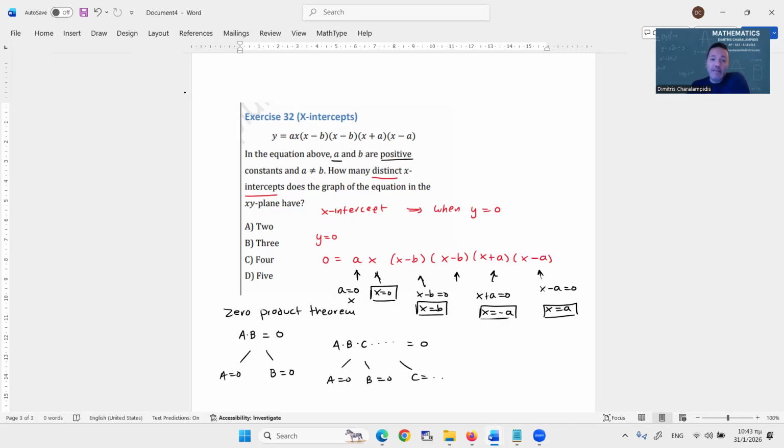How many different distinct x-intercepts are there? 1, 2, 3, 4. So C would be the right answer here.